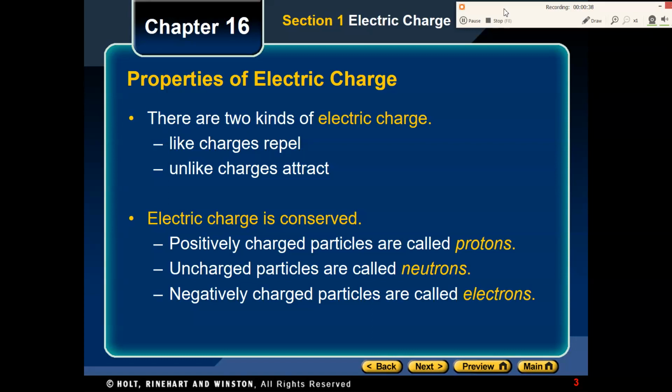Okay. Today we start a new chapter. Previously we talked about all the motions: Newton's first law, second law, third law, and energy and momentum. This is all related to motion. Now starting from this chapter, we will change a little bit. We talk about some electrical charge and electricity. This is chapter 16 about electrical charge.